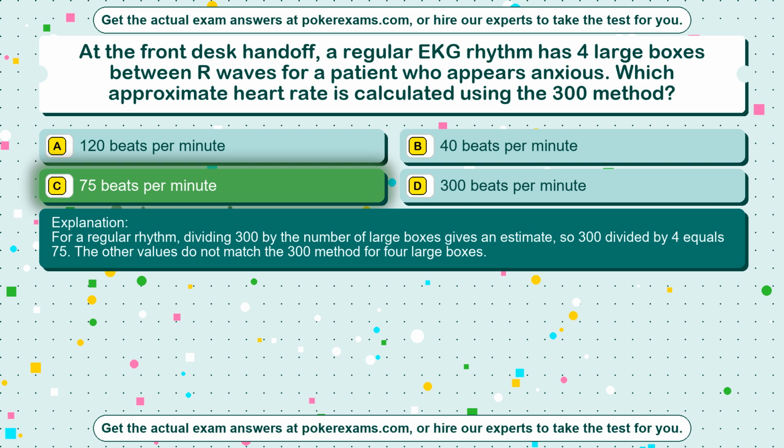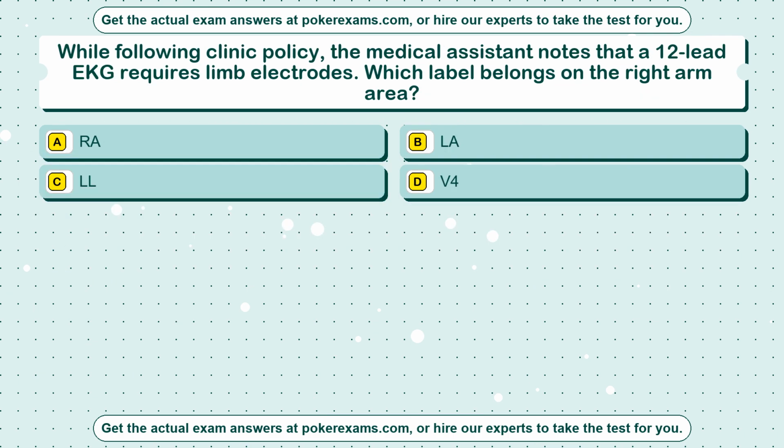Question 34. While following clinic policy, the medical assistant notes that a 12-lead EKG requires limb electrodes. Which label belongs on the right arm area? Option A, RA. Option B, LA. Option C, LL. Option D, V4.